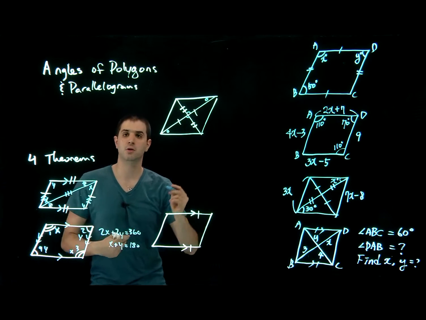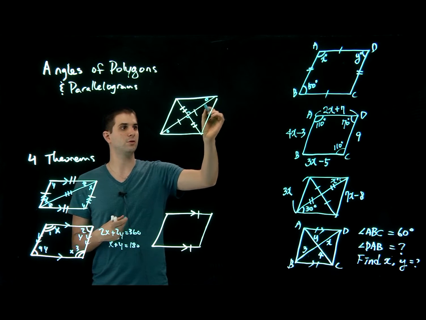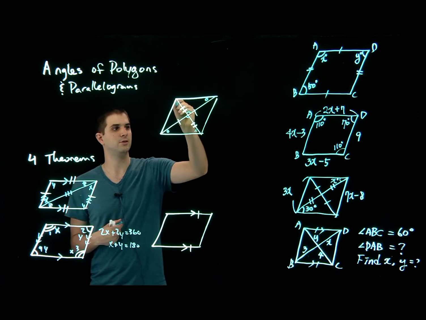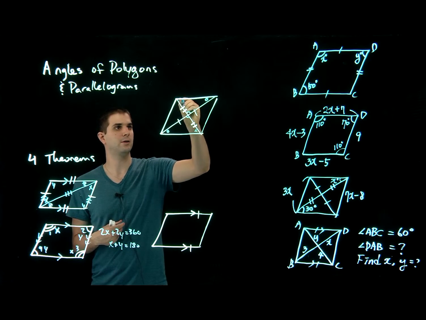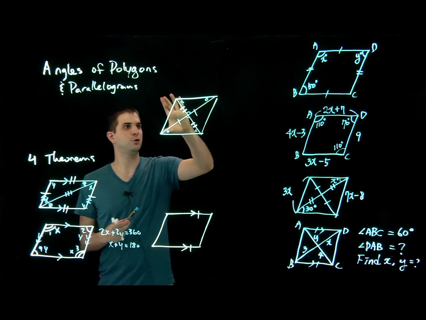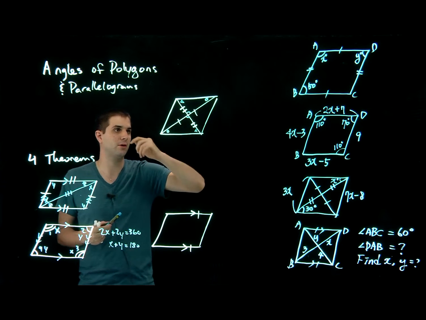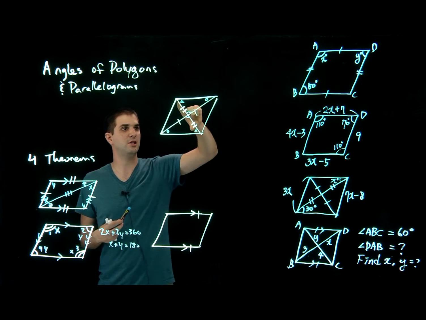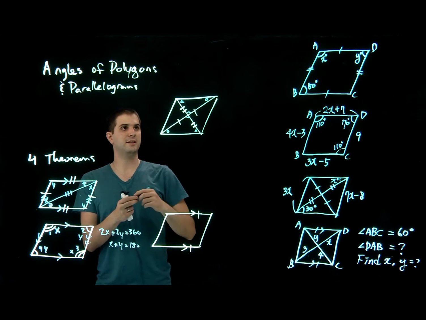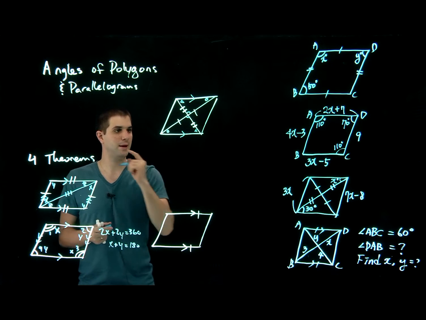If the triangles are congruent, corresponding parts of congruent triangles are congruent. So circle is congruent to circle, triangle is congruent to triangle. If that's true, here we have two lines cut by another line, and we see that the alternate interior angles are congruent. So if the alternate interior angles are congruent, then these must be parallel.